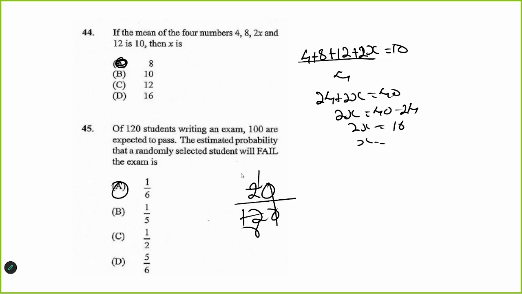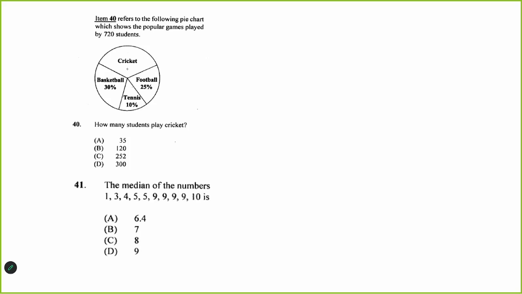Right, 1/6. That's the end of May, June 2017. Let's look at January 2017. This is 35% of 720. We did this question. The answer is 252.